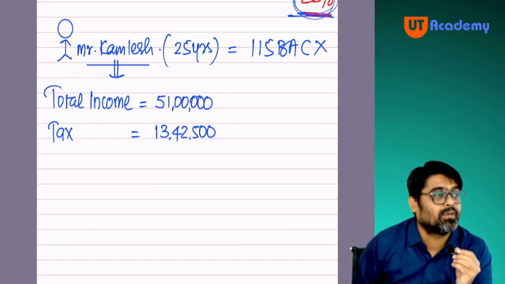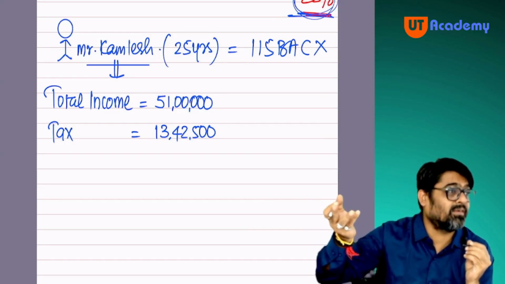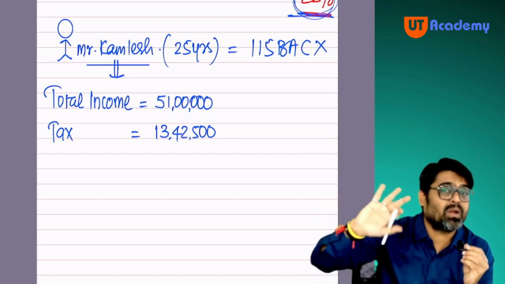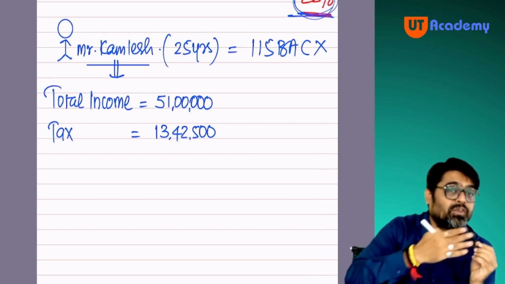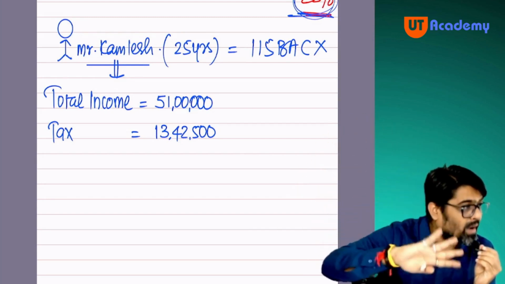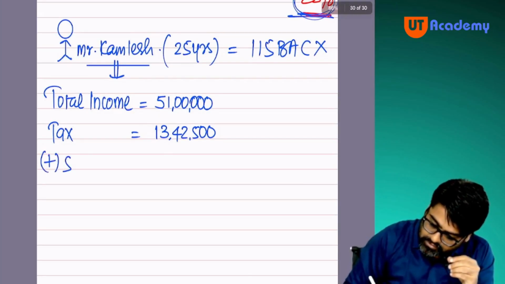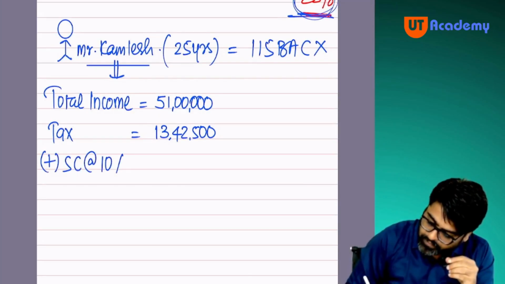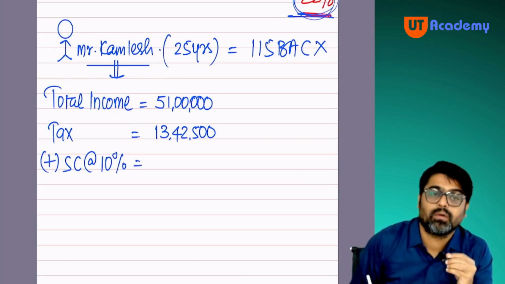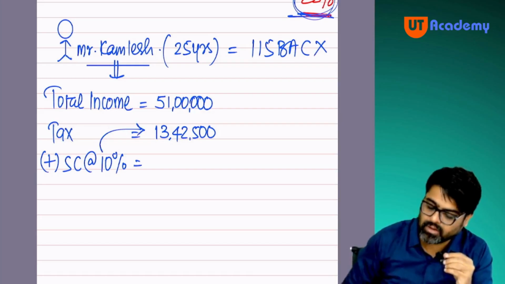How much? It can be 15 also, it can be 25 also, it can be 37 also. Hello? But we will not apply those rates. We will apply 10% because his total income is more than 50 lakhs but below 1 crore. Yes or no? So tax plus surcharge at what rate? 10% you will apply on what? 10% of 13,42,500. Yes or no? Calculate.